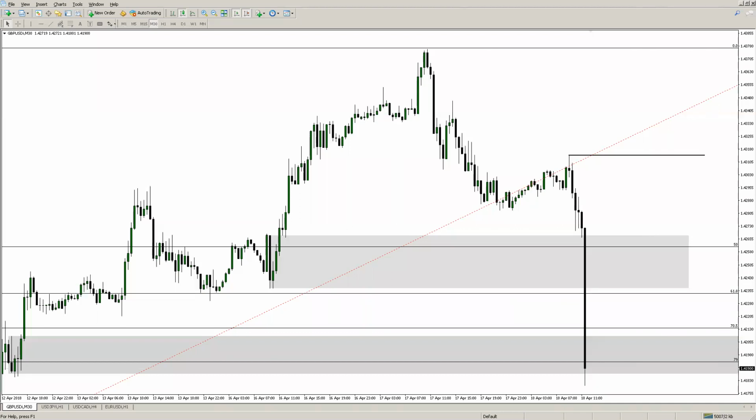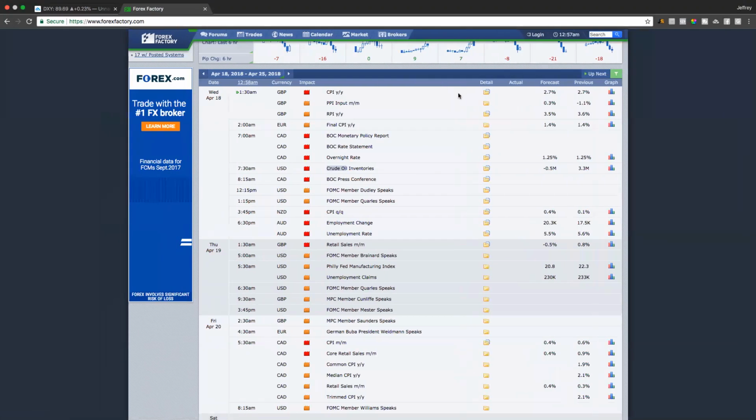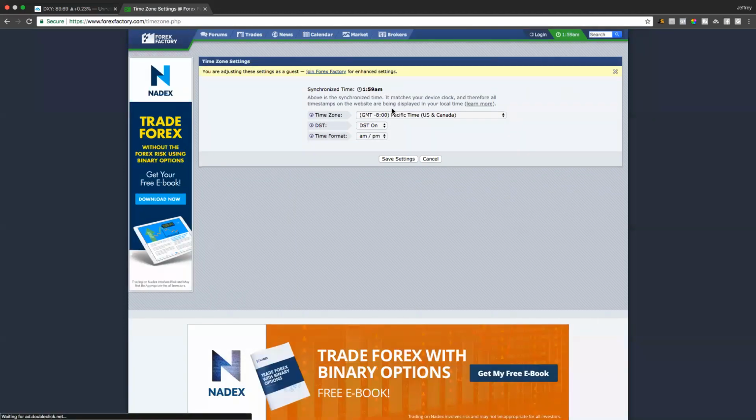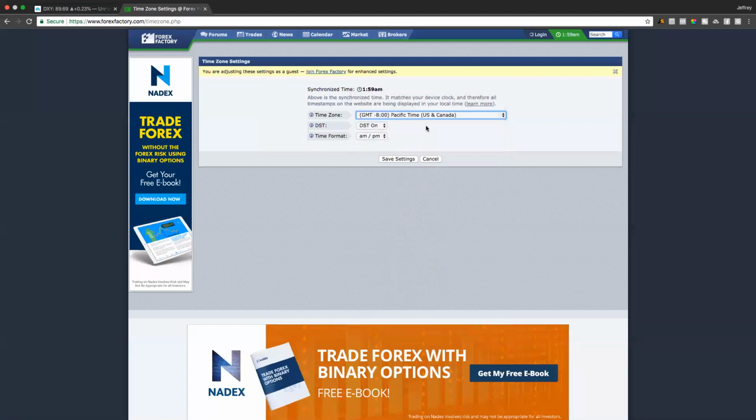How did you change Forex Factory news to your time zone? Okay, so if you're on Forex Factory and your times are messed up and you need to fix them to your own time zone, all you're going to want to do is click the little time block here. If you click it, it'll give you the option to switch to wherever you're at, and then from there you can change the time zone.